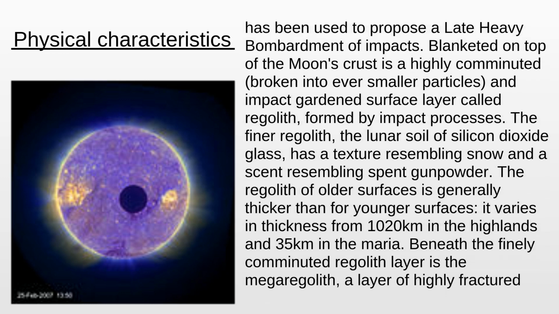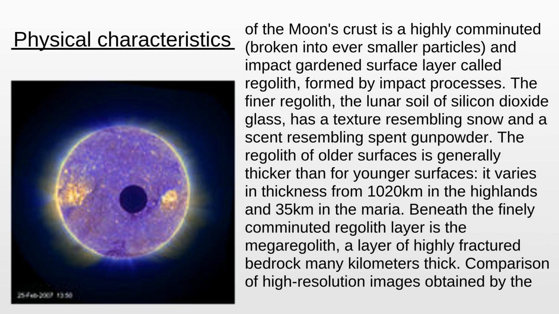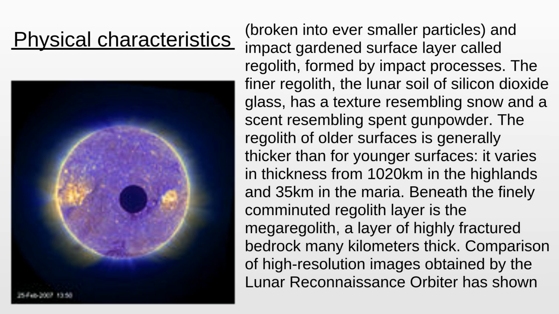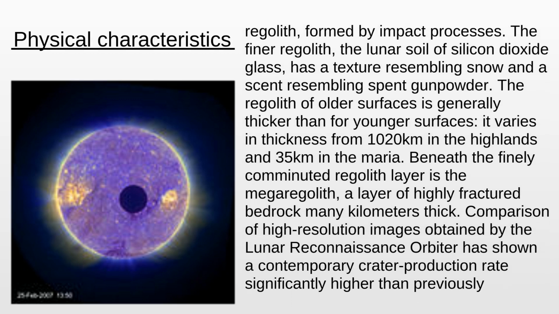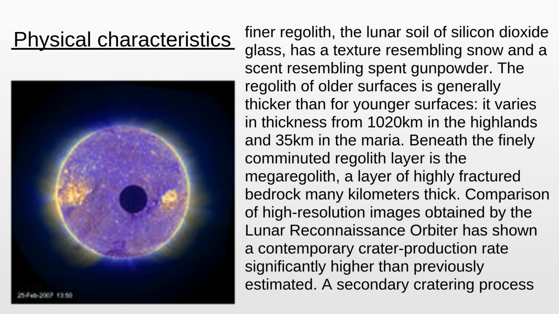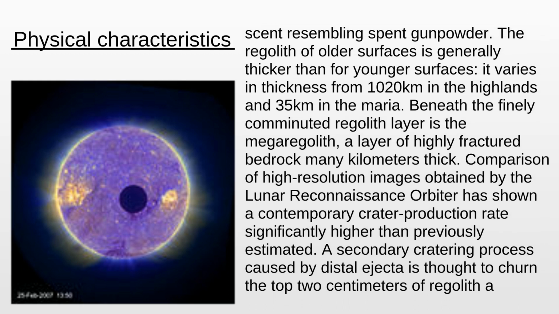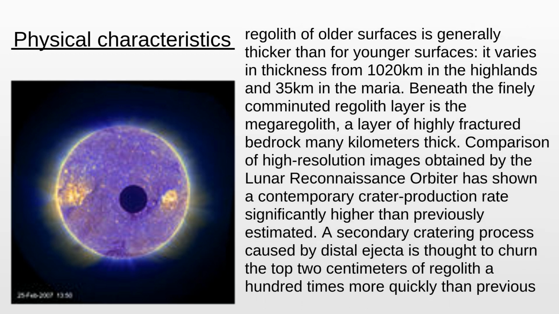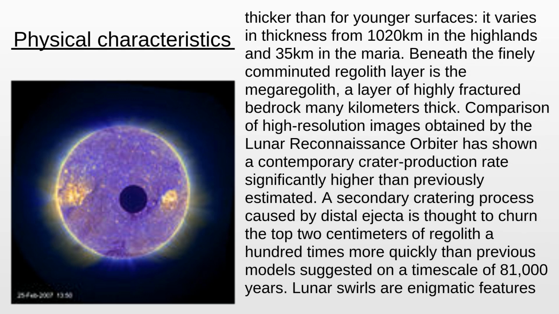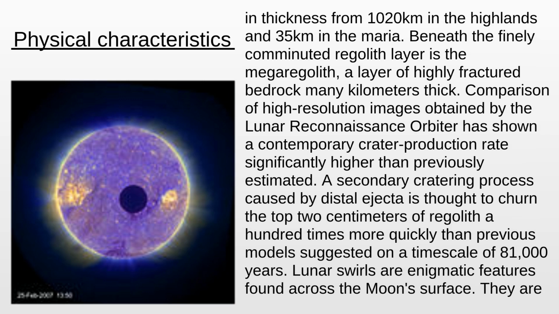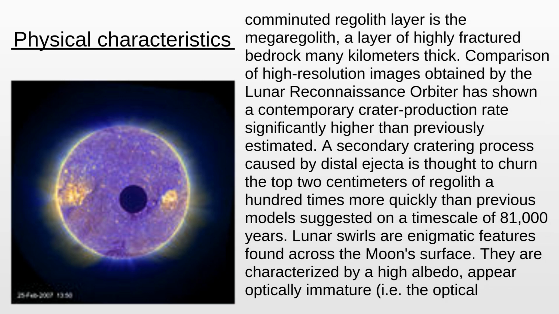Blanketed on top of the Moon's crust is a highly comminuted, broken into ever smaller particles, and impact gardened surface layer called regolith, formed by impact processes. The finer regolith, the lunar soil of silicon dioxide glass, has a texture resembling snow and a scent resembling spent gunpowder. The regolith of older surfaces is generally thicker than for younger surfaces. It varies in thickness from 10 to 20 km in the highlands and 3 to 5 km in the maria. Beneath the finely comminuted regolith layer is the megaregolith, a layer of highly fractured bedrock many kilometers thick.